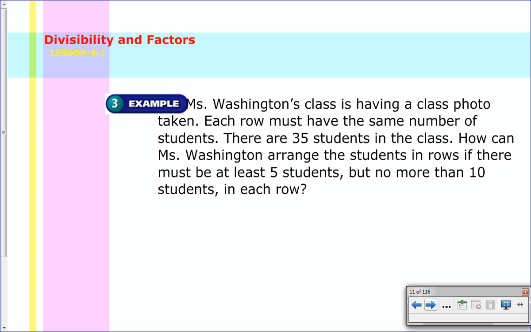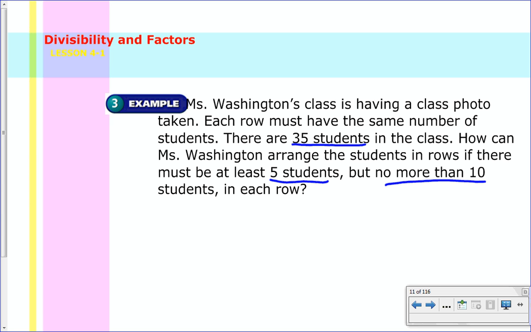So we know they're going to have a picture done, and there are 35 students total. All right, we have to have the same amount of students in each row. That means they have to break apart evenly. You can't do 4, then 6, 7, then 3. So you have to have the same number of students. But we want at least 5 students in a row, but no more than 10. So it has to be between 5 and 10 students in a row.